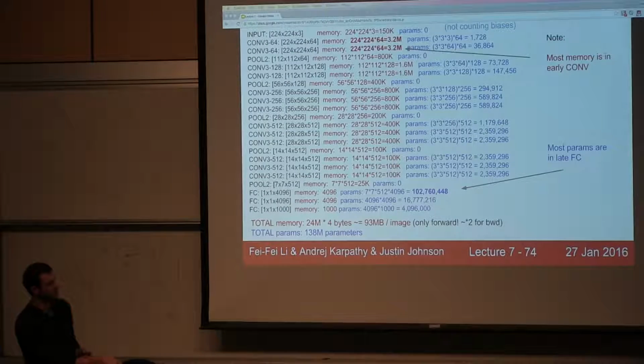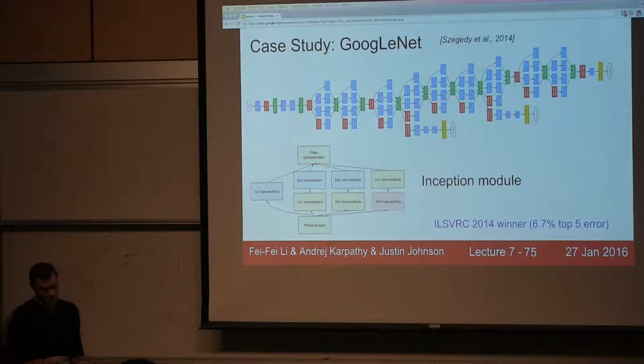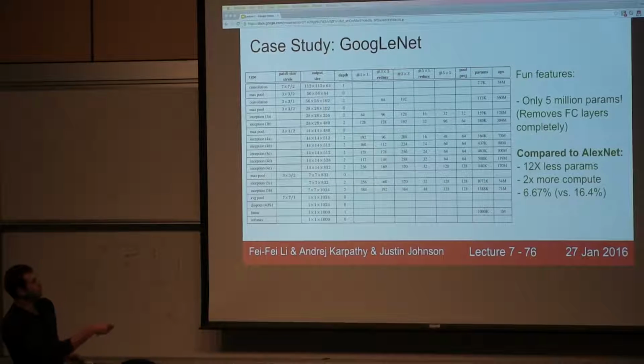15.4%. So we've come down quite a bit. And we're now at roughly 6.7%. And the GoogleNet, you can go through this in the paper. I don't think I want to spend too much time on this. They have these inception layers instead of convolutional layers.